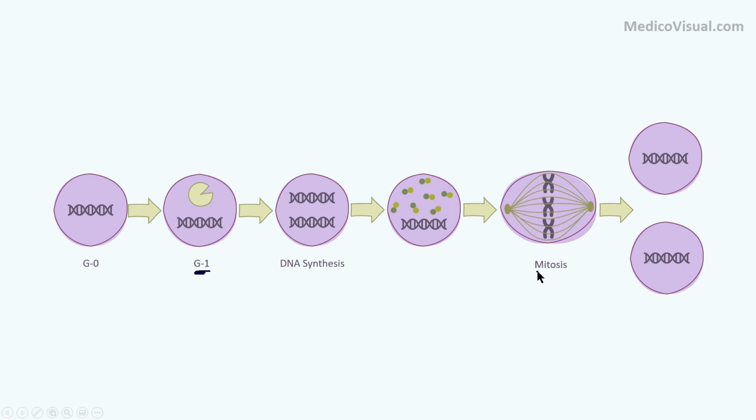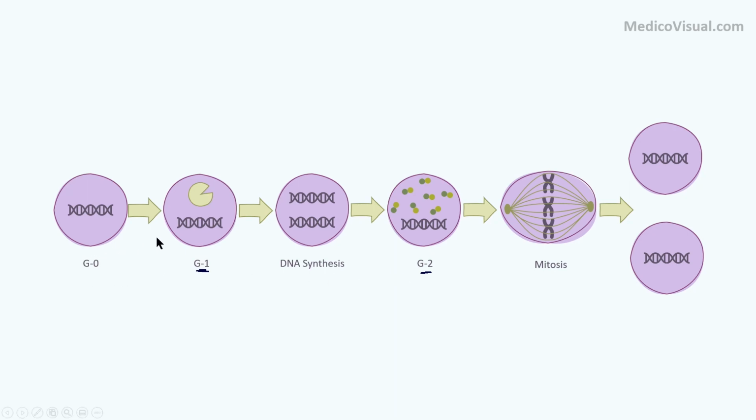And then before the cell can undergo actual mitosis, of course it will have to prepare itself for mitosis. For example, it will synthesize tubulin proteins and some other proteins that are involved in mitosis. So this is called G2 phase or gap 2 phase. So G1 phase and G2 phase.